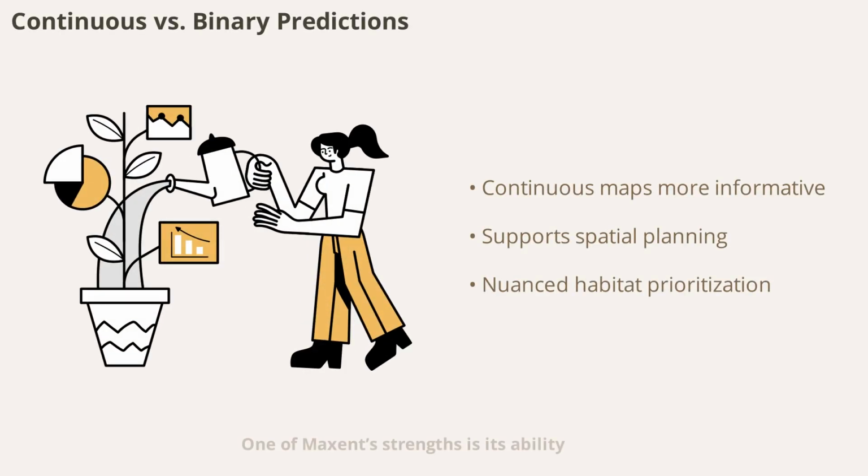One of MaxEnt's strengths is its ability to produce continuous predictions of environmental suitability, rather than simple binary maps. This allows for more nuanced interpretation and supports applications like reserve design, where prioritizing areas of highest suitability can be critical. Continuous outputs also facilitate integration with other spatial planning tools.